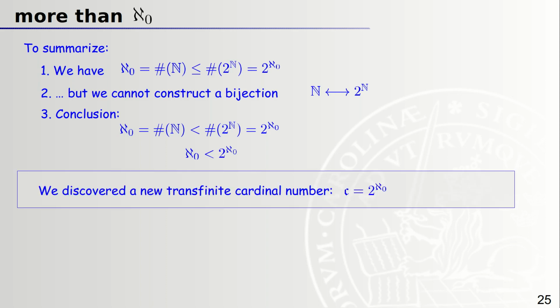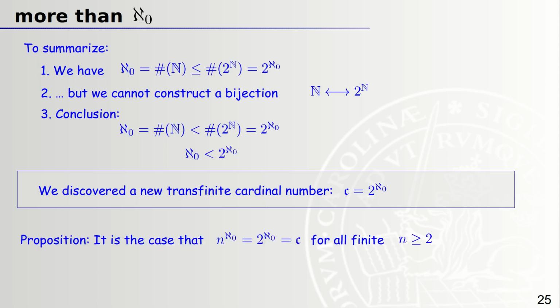So we have just discovered a new transfinite cardinal number, which is 2 to the aleph 0, and it's called C. The name alludes to the continuum, a reference to the real numbers, which also have this cardinality. Incidentally, a different basis does not change this cardinality. There are as many infinite sequences of zeros and ones as there are infinite sequences of, say, characters of the alphabet.